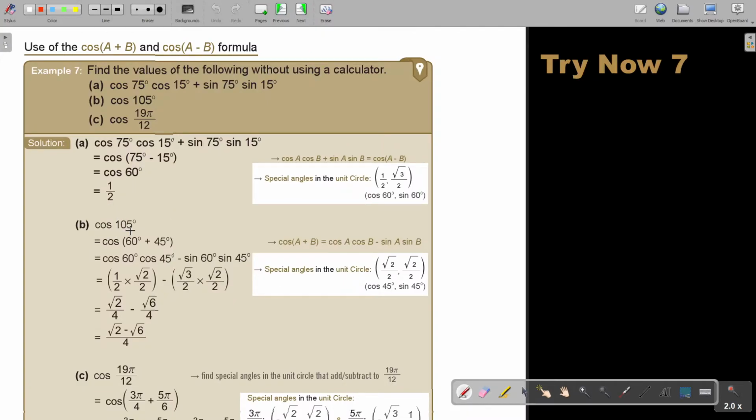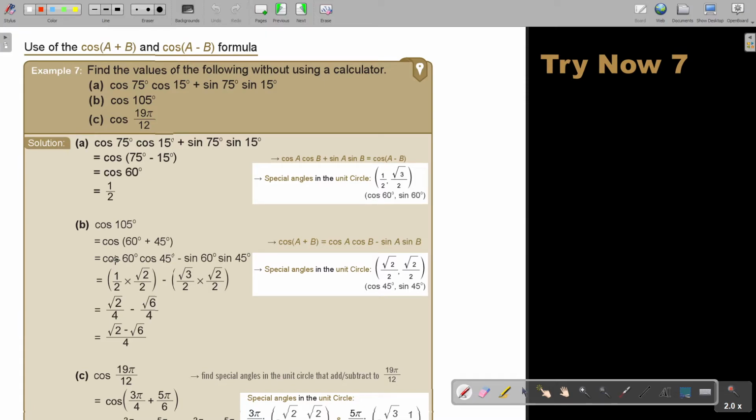Now, cos 105, now we'll go forward. So again, remember I work with 30, 60, 45. So what will it be? 60 plus 45. But now I have to use my compound angle rule. So it's cos 60 cos 45, and remember to change the sign from a positive to a negative: sin 60 sin 45. Okay.